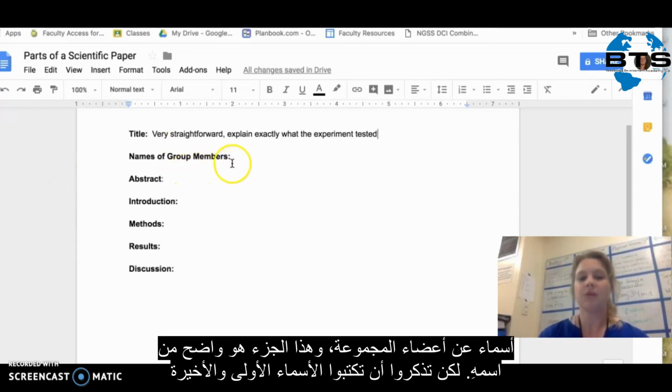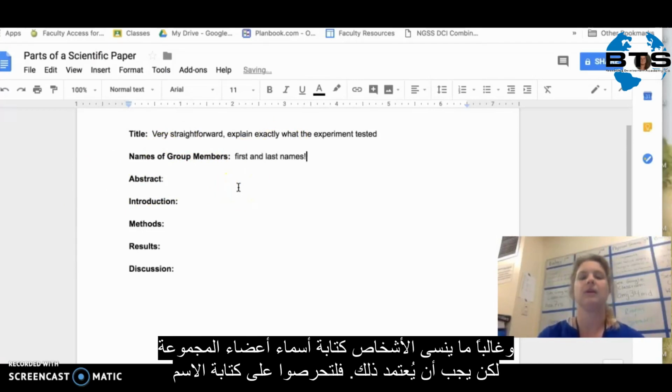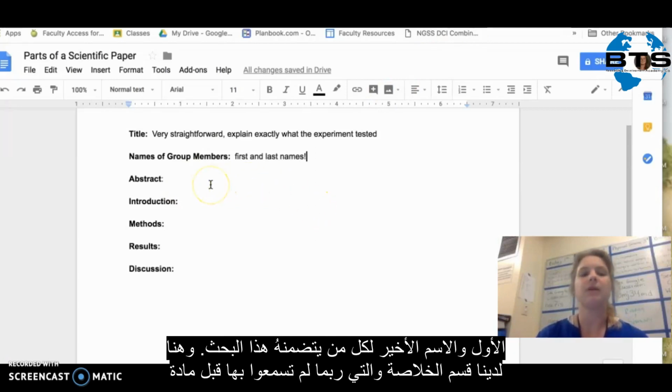Names of group members is pretty self-explanatory, but remember to put first and last names. So often people forget to put the names of the group members, but you want credit for your work. So make sure to put the first and last name of everyone involved in the study.